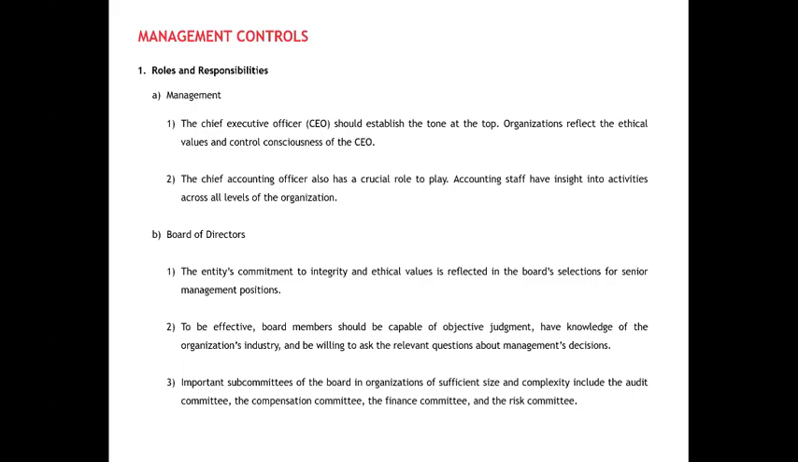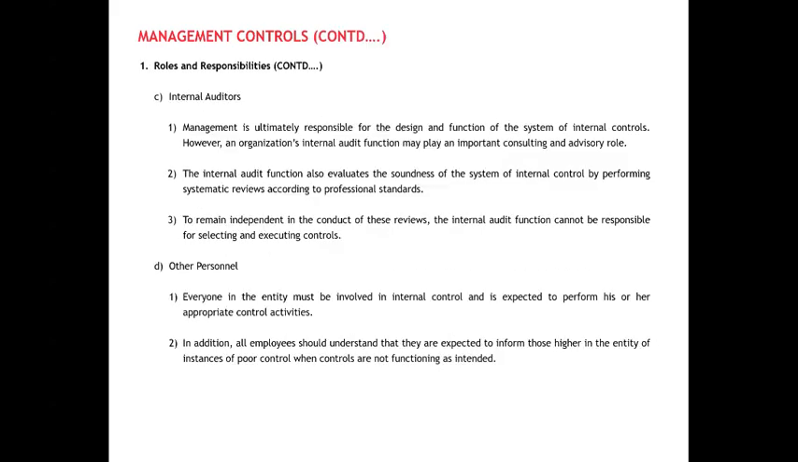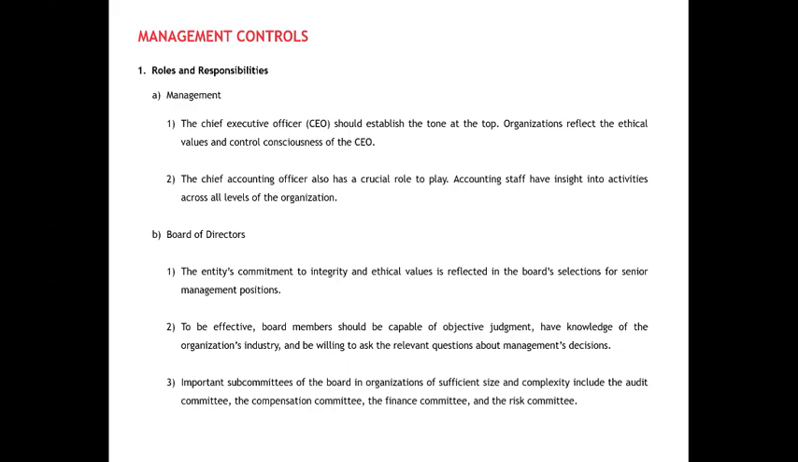In a company, you have the management, you have board of directors, you have internal auditors, and you have other auditors, other personnel. So when you're going to do an internal audit, you have to convey to the management that it is their responsibility to ensure that proper internal controls are there. When a fraud occurs, it is not the internal auditor's problem. It is the management. Management is responsible.